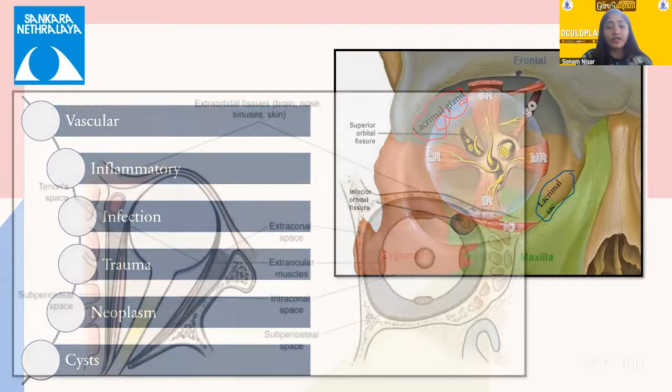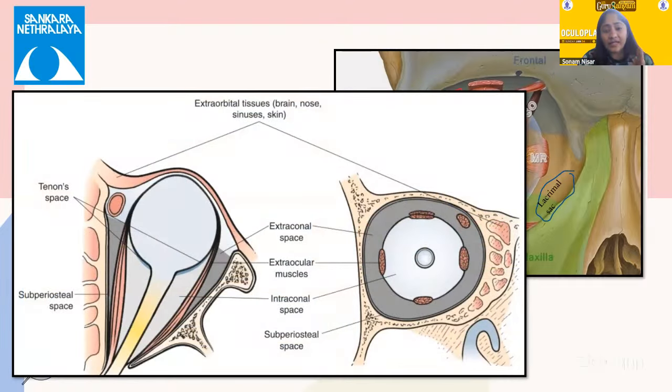Of course, it is also important to know the various spaces in and around the orbit. Anything within the extraocular muscle cone is the intraconal space. Outside the extraocular muscle cone is the extraconal space. Then between the periosteum and the bone is the subperiosteal space. And between the Tenon's capsule is the sub-Tenon space.